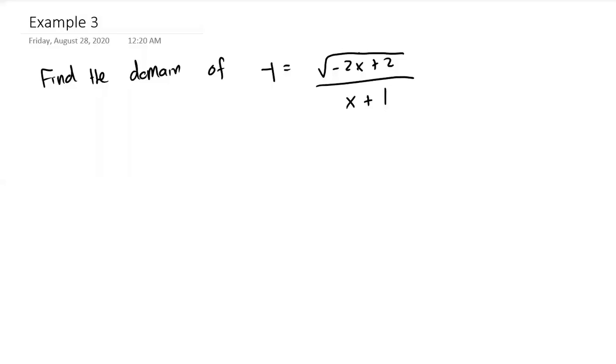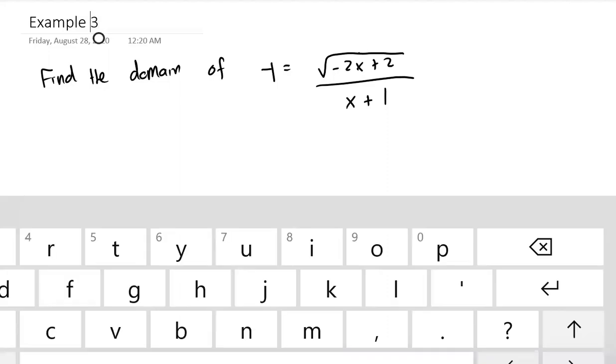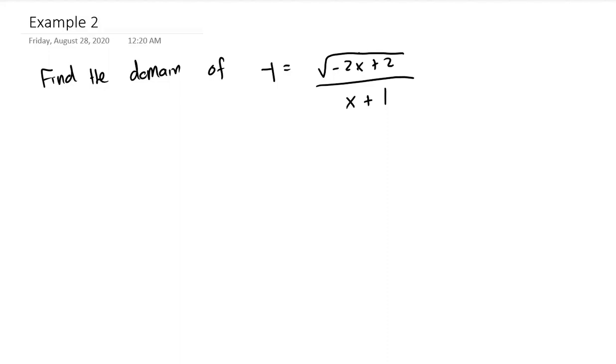Hello, class. So in this video, we're going to do another example, and this should be example 2. We're going to do another example of finding the domain of a function. This one is a little bit more complicated in a way because now we have two things going on. So look at the expression that we have. We have the function y equals the square root of minus 2x plus 2 divided by x plus 1.